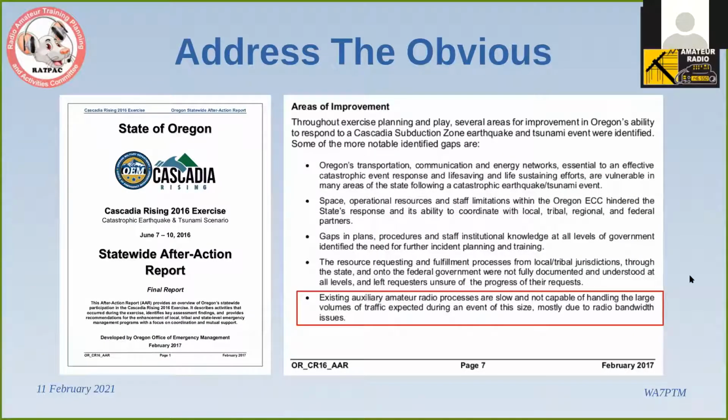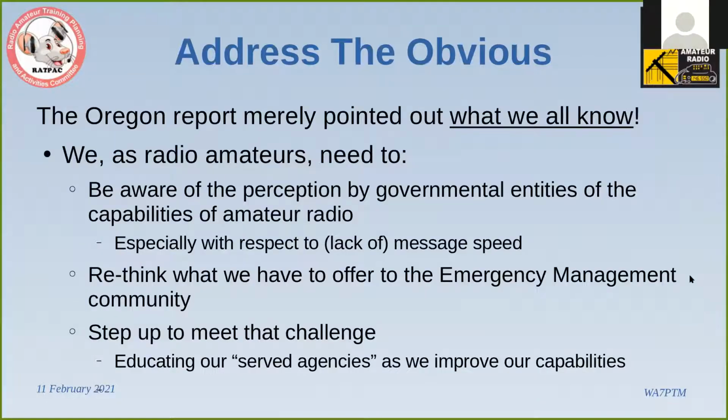And if we look at some of the reports from the Cascadia Rising drill in 2016 on the West Coast, that little box there, it's kind of small, but it says, existing auxiliary amateur radio processes are slow and not capable of handling the large volumes of traffic expected during an event of this size, mostly due to radio bandwidth issues. So that's what the state of Oregon said in their write-up. And this went out to everybody. But they stated the obvious. We all know this. We are really slow.